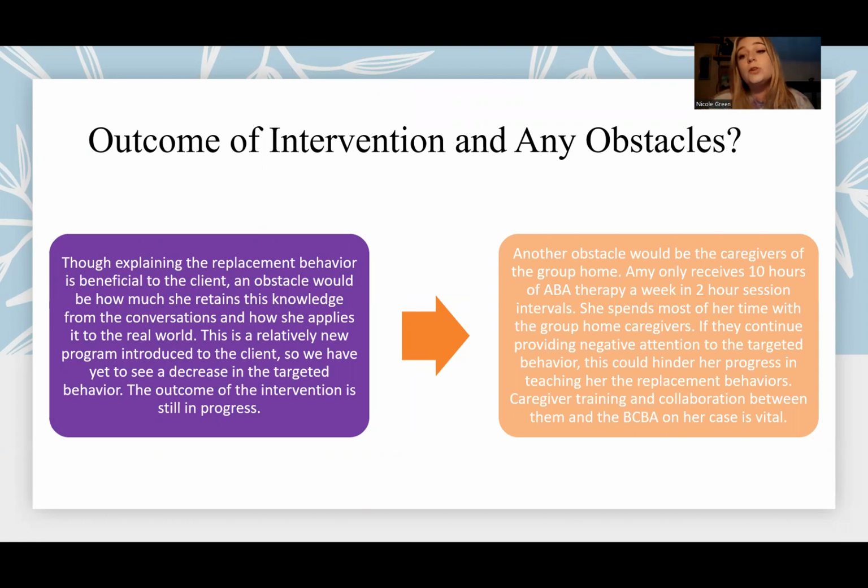Another obstacle would be the caregivers of the group home. Amy only receives 10 hours of ABA therapy a week in 2-hour session intervals. She spends most of her time with the group home caregivers. If they continue providing negative attention to the targeted behavior, this could hinder her progress in teaching her the replacement behaviors. Caregiver training and collaboration between them and the BCBA on her case is vital.